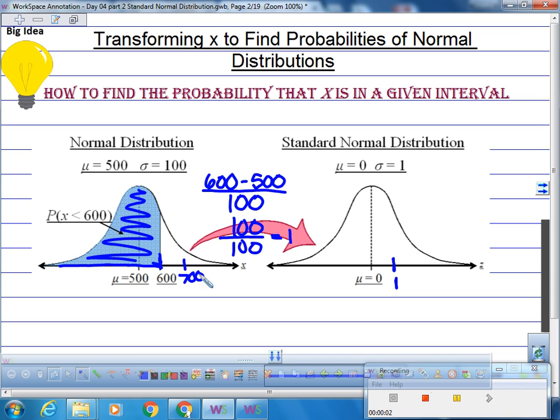Well, we've been getting numbers, we haven't been getting these perfect numbers. If they were perfect numbers like that, we wouldn't even use a z-score. We would just use this one.